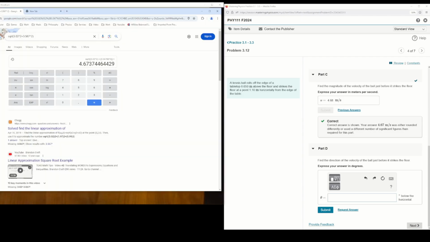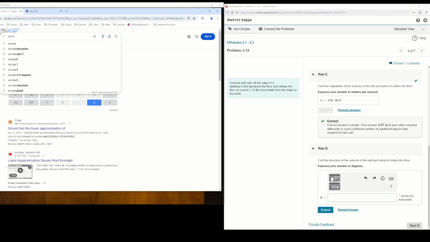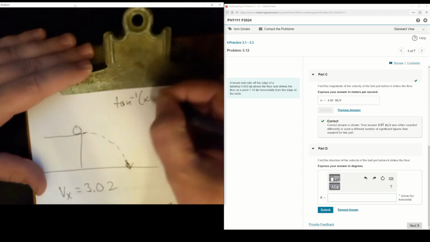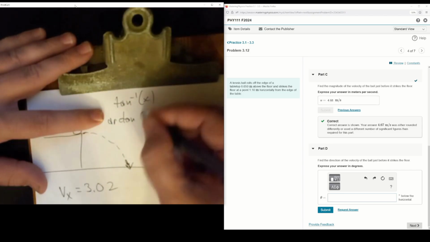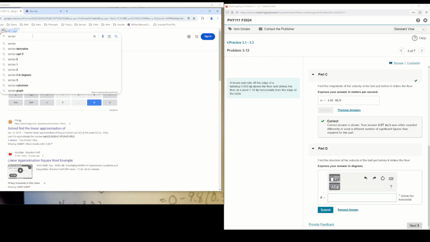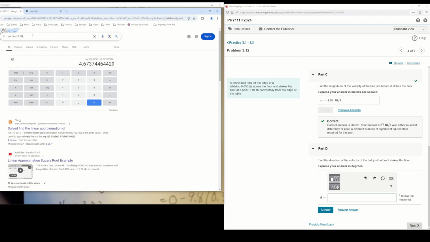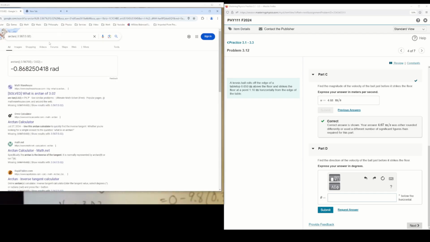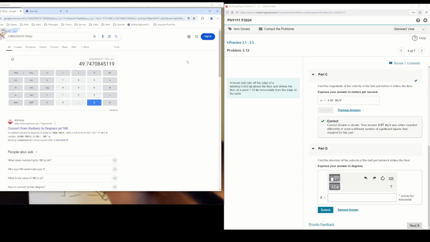Oh boy, I've never tried doing inverse tangent with Google. I'll probably have to use arc terminology. So I'll just use arc. In case you don't know, this notation, tangent to the minus 1, is the same thing as writing arc tangent. Means the same thing. So I have arc tangent of negative, and that is in radians. That's right, because Google always calculates in radians. So I'm going to take that radian answer and convert it to degrees. And I wonder if I can just do 180 divided by pi. So we get about 49.7.